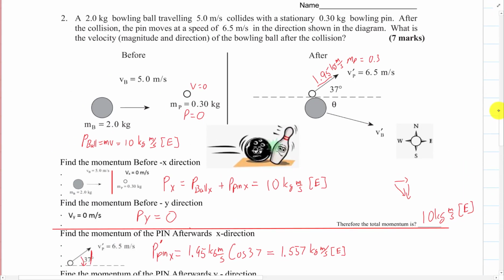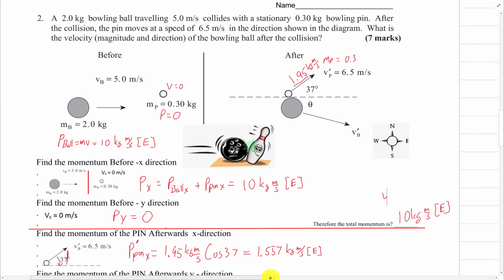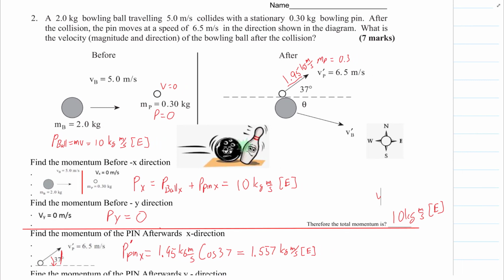Now, another way to do this, good, I got your attention. Another way to do this is doing it vectorially, all in one. That's it. It's going to be a sine law, cosine law one. Remember that type of stuff that we learned in static equilibrium? So this is the total momentum, 10. The momentum of the pin afterwards is 1.95 at 37. And then we have to add the momentum of the ball. The pin and the ball has to equal what it was beforehand. So the sum of the afters has to equal the sum of the befores.